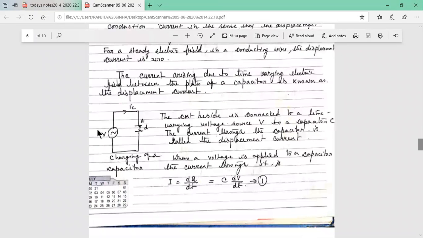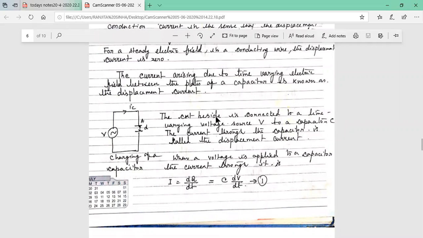Now let's see the figure. In the figure, it is shown the charging of a capacitor. Here you can see this is the capacitor. This is one plate and this is another plate. The plates are separated by a small distance d, and A is the area of the plate. The current direction is shown here. I means current and C means conduction current, the current that you are usually familiar with flowing through a circuit.